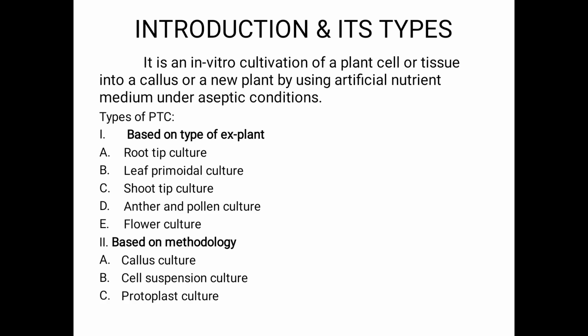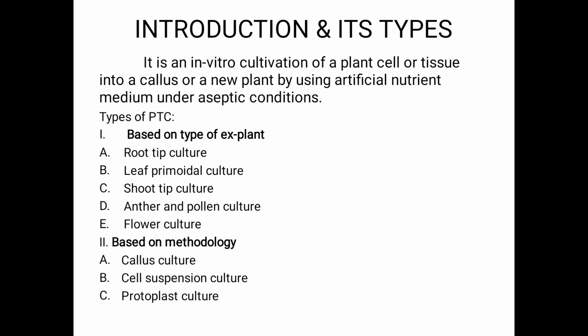Alright. For example, callus culture. As the name indicates, here we are going to produce the callus. The final product we are going to produce is a callus. So we are going to use a single cell or a tissue. We are going to inoculate it in a medium. We are going to wait for a certain period of time, after which we are going to remove the callus that is formed and use it for further purposes, which is called callus culture. Fine.